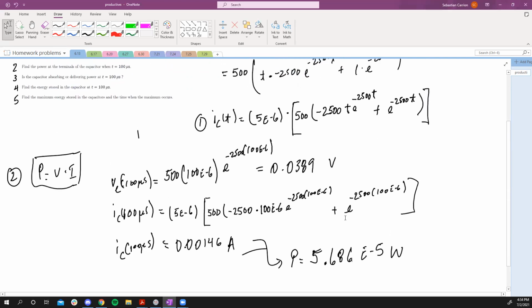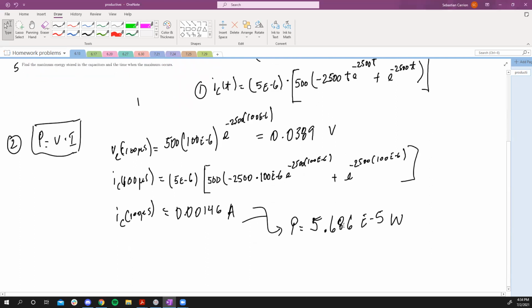For part 3, it says, is the capacitor absorbing or delivering power? Since our power is positive, we're going to assume it's absorbing. That was an easy question.